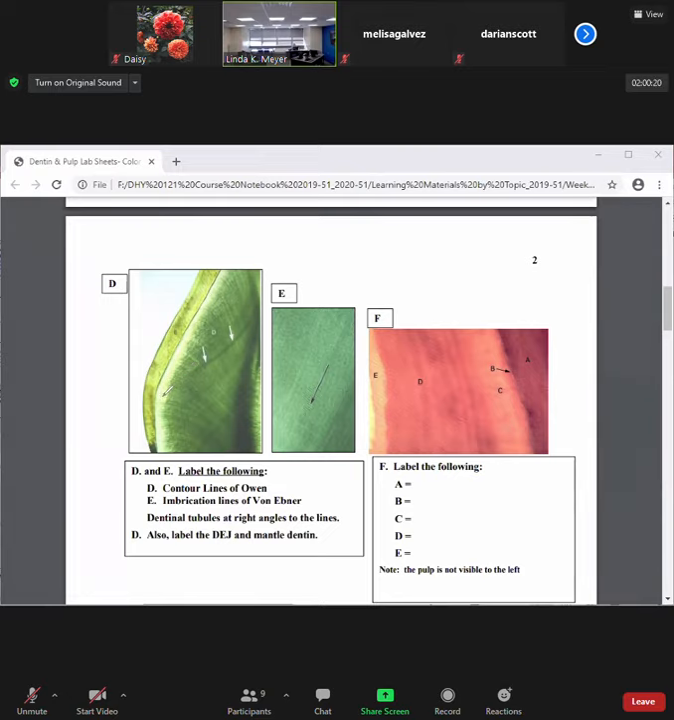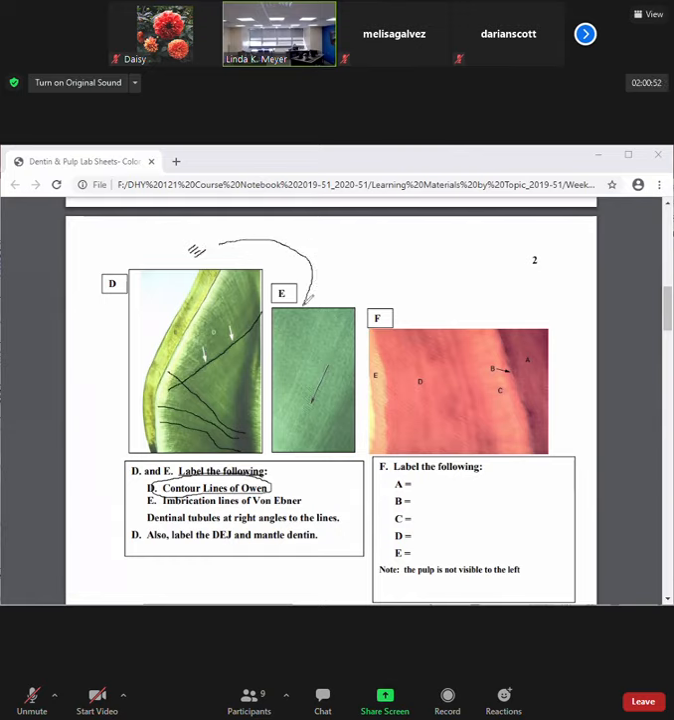So if we look right here, the dentinal tubules are going in this direction, the S curvatures. And then at right angles to it, here's an area where we see this dark band at low magnification with the white arrows designating it. That's a contour line of Owen. That's accentuated.